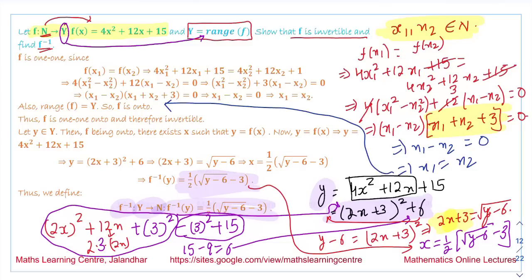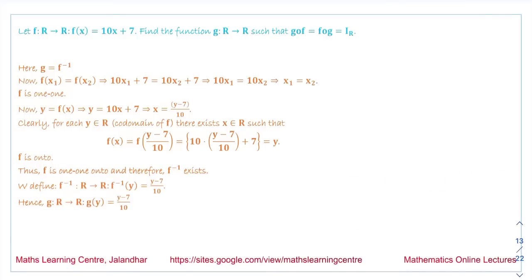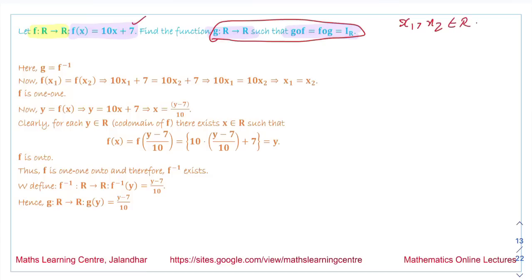Next we have: let f be a function defined from R to R, and f(x) is equal to 10x plus 7. We have to find the function g from R to R such that g of f is equal to f of g is equal to the identity on R. So this is the definition of the inverse of the function. So basically we have to prove that this function is invertible, and we have to find the inverse of this function. So to prove that this function is invertible, we are considering x1 comma x2 belonging to R.